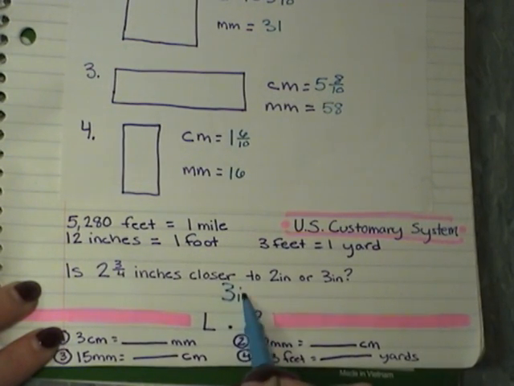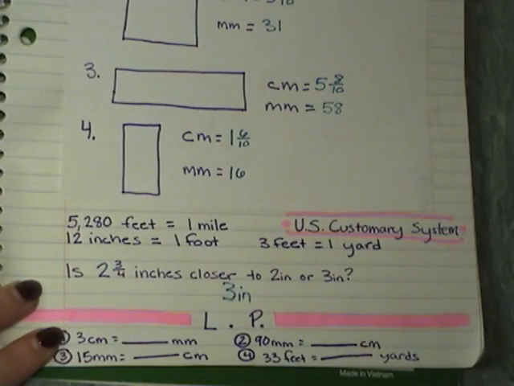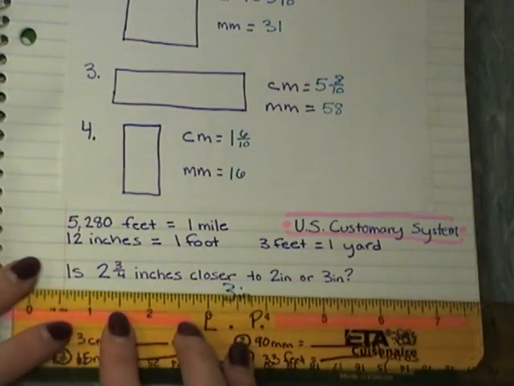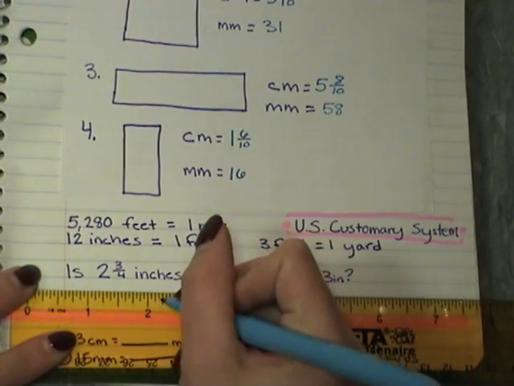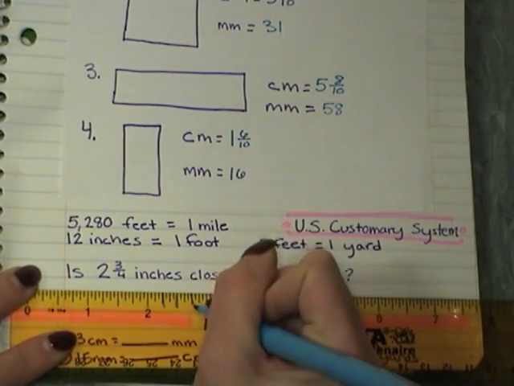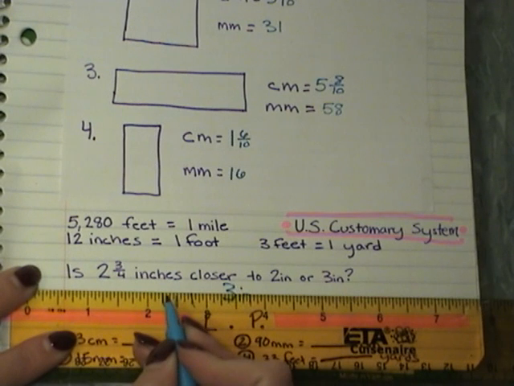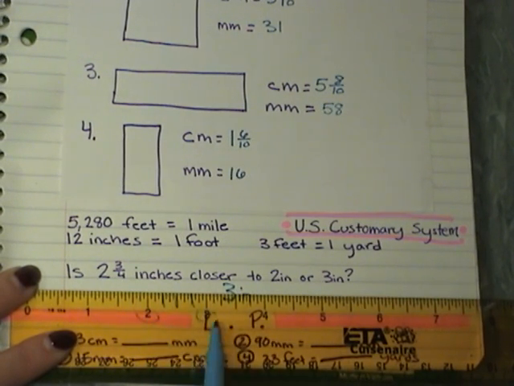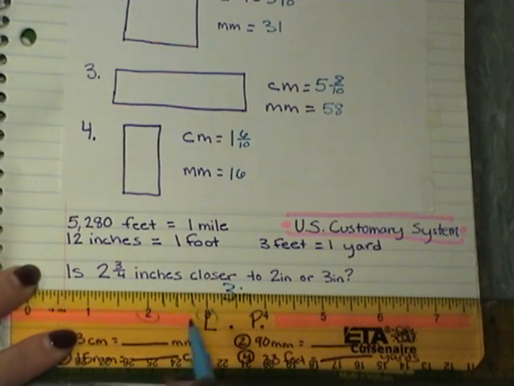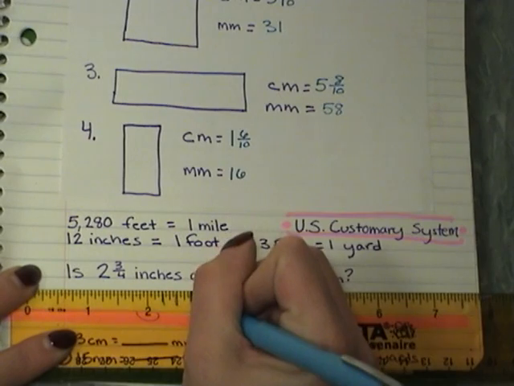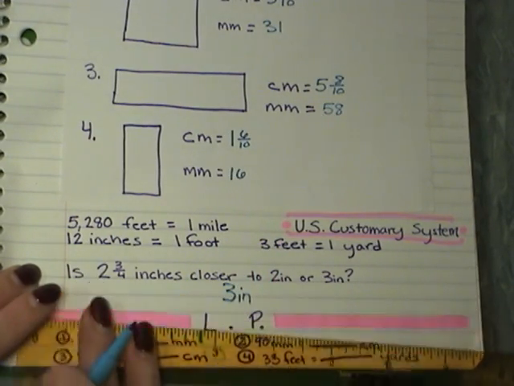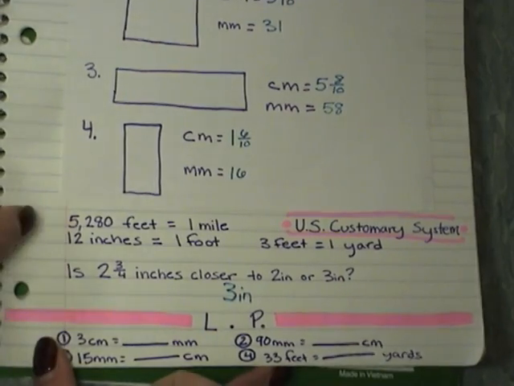3 inches. You could also look at it on your ruler. So if I were to take my ruler, and if you look closely, you have 1, 2, 3. So this is 1/4, 2/4, 3/4, 4/4. So here's 2 and here's 3. And if I would have counted, here's 1/4, 2/4, 3/4, and I'm right here. Okay, am I closer to 2 or 3? And it's obvious I'm closer to 3. All right, and here is your lesson practice.